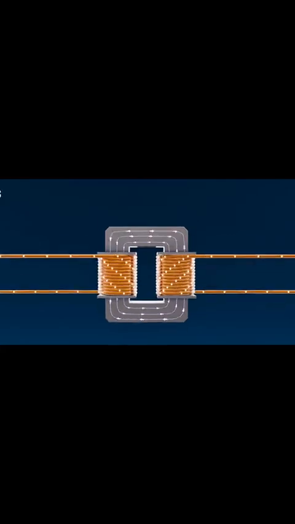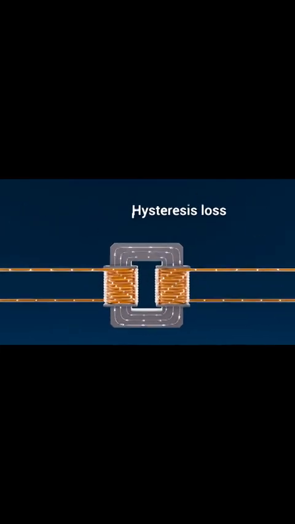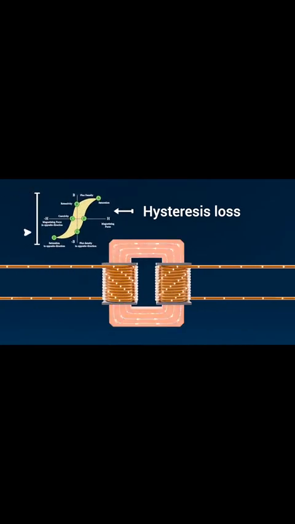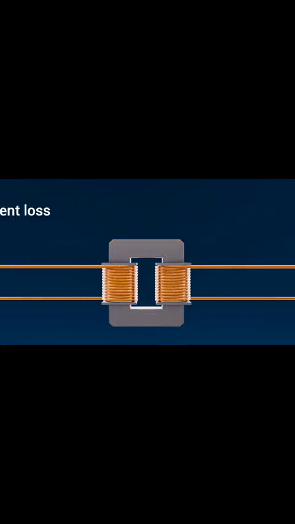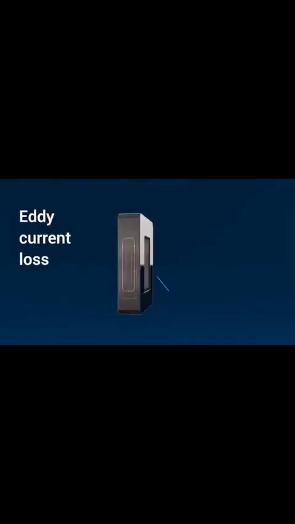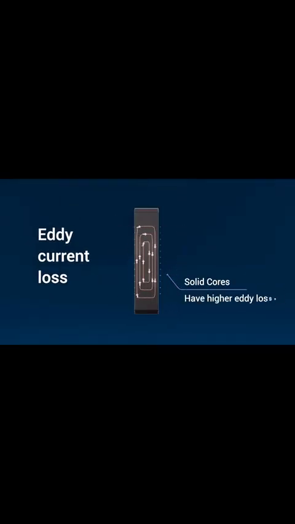Inside the core, we see iron losses. These come in two main forms. Hysteresis loss, energy consumed every time the magnetic domains inside the steel core realign with the alternating flux. Eddy current loss, tiny circulating currents induced in the core material itself, which waste energy as heat.